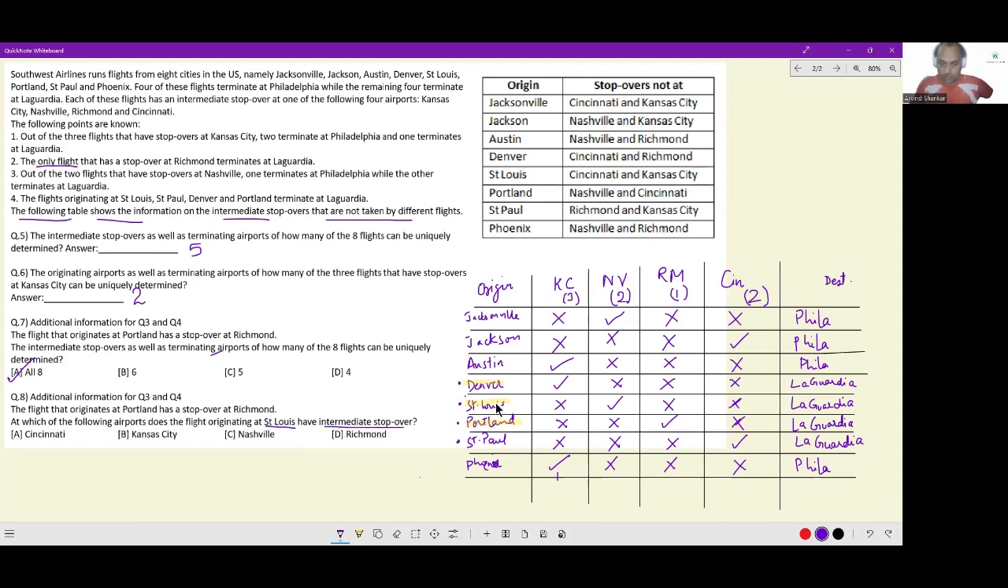St. Louis is this one. It has an intermediate stopover at Nashville. So option C. And that is the entirety of this set.